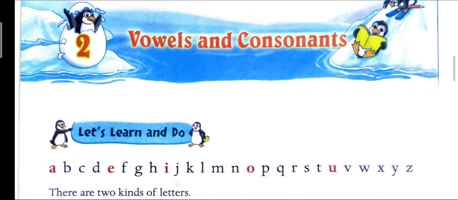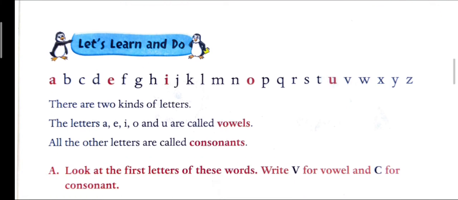Our next chapter is vowels and consonants. Vowels and consonants. Okay. So A, B, C, D, E, F, G, H, I, J, K, L, M, N, O, P, Q, R, S, T, U, V, W, X, Y and Z. These are alphabets.